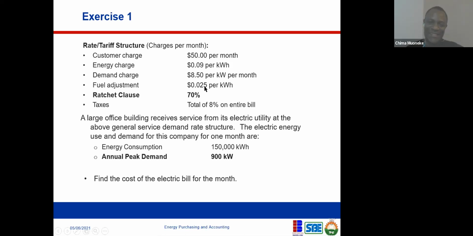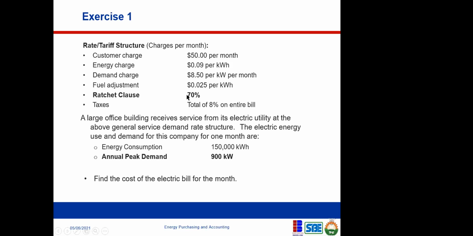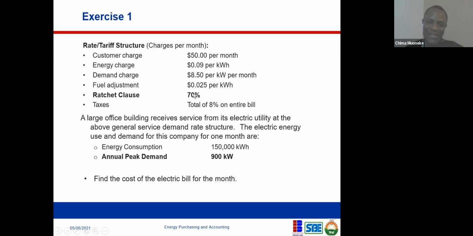This is just an exercise that I want you to try your hands on. Everything remains the same. Only that this time I have introduced a ratchet clause, and my ratchet clause is 70%. And then the annual peak demand. This one is not monthly. The annual peak demand now is 900 kilowatts. I'm using a ratchet clause of 70%. I'm just giving you a hint. If you want to calculate your demand for this month now, you're going to use 70% of this 900.